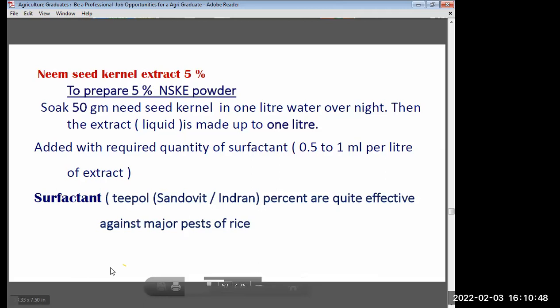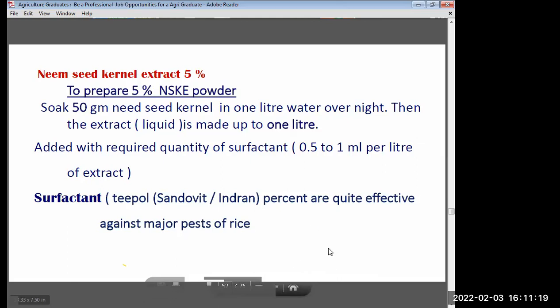To make it spread easily on the leaf, we must add a surfactant. What is a surfactant? Sandovit or Indrone. In some states, teepol is available. As far as I know, teepol is not available in the pesticide shop; it is available in the chemical shop.